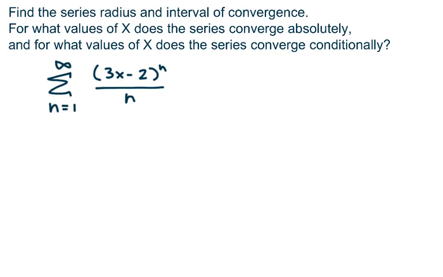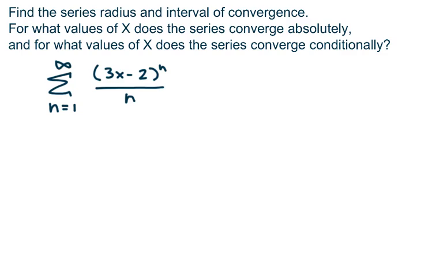Here we have a power series. In this video, we're going to look at determining the interval of convergence as well as the radius for that interval. And then we're asked, at what values of x does the series converge absolutely? And also, for what values of x does the series converge conditionally?